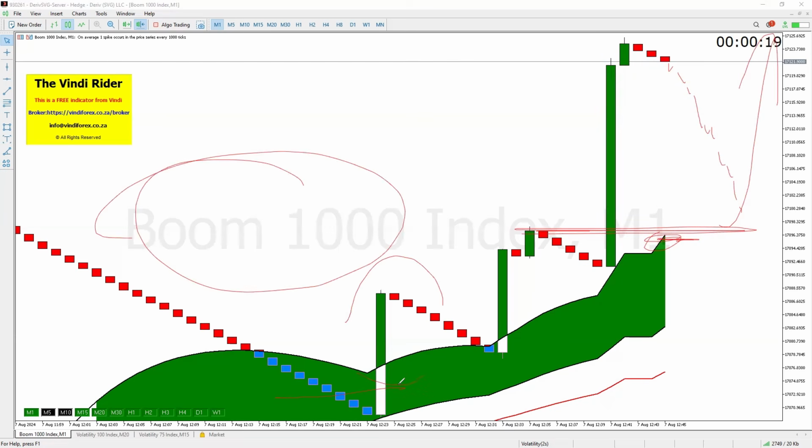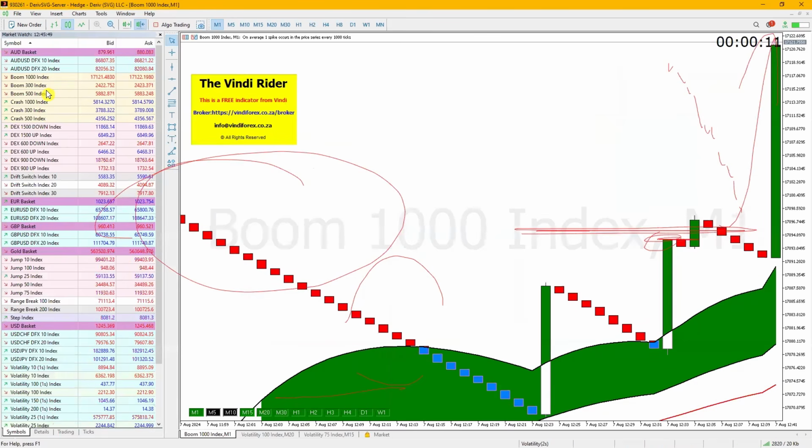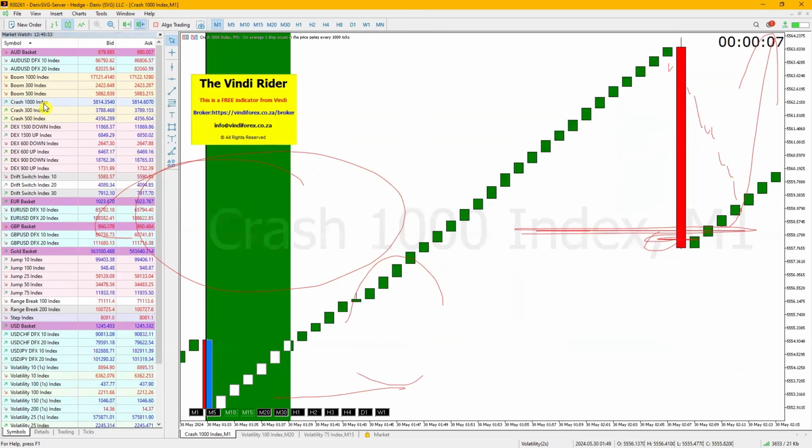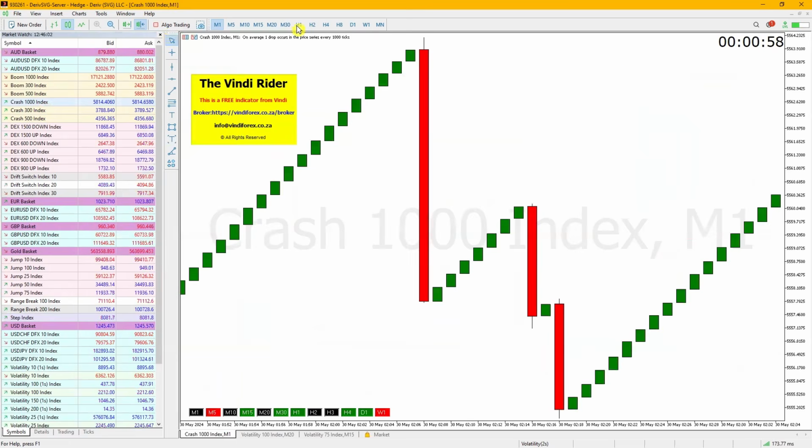This is the boom. With the crash, it will be the opposite. Let's drag it to the chart. Let's take the crash 1000. With the crash index, it will be the opposite of what we're doing right here, because here we're getting spikes in the downward direction.